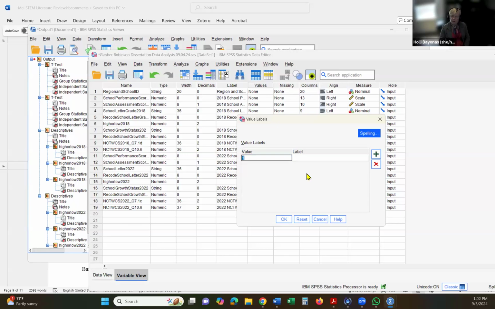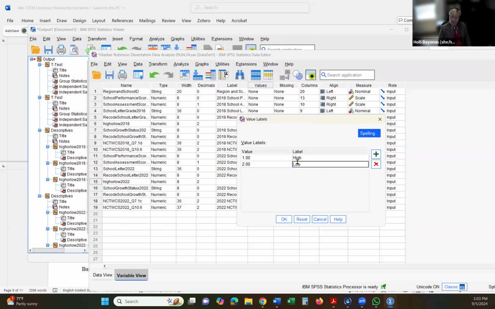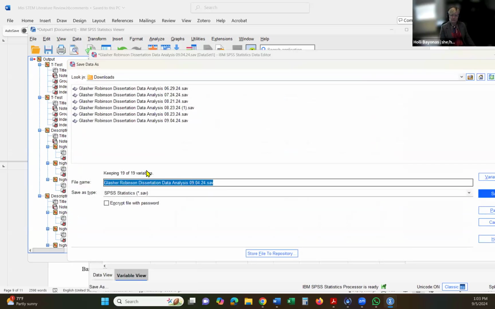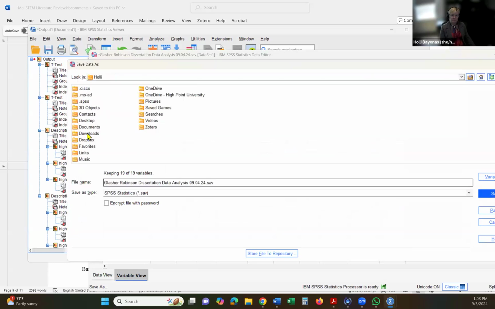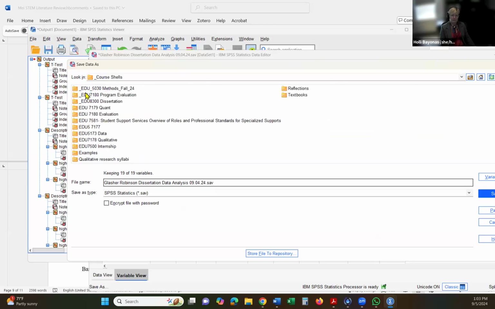One was high. No, it was called high performing. And 2 was low. Two was low. Don't need decimals. Copy. Paste. No decimals. Okay. Save as.